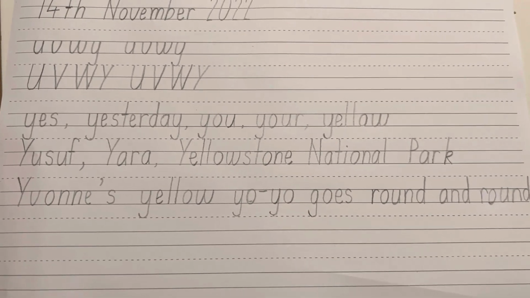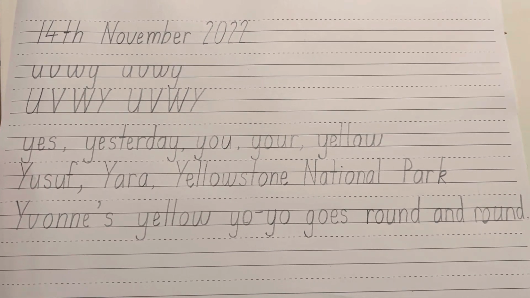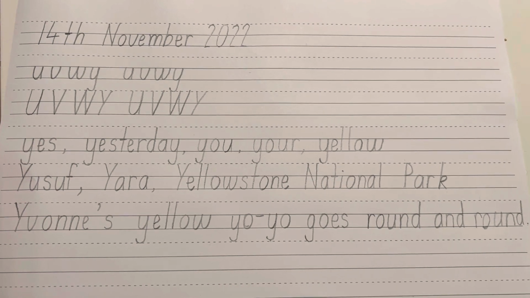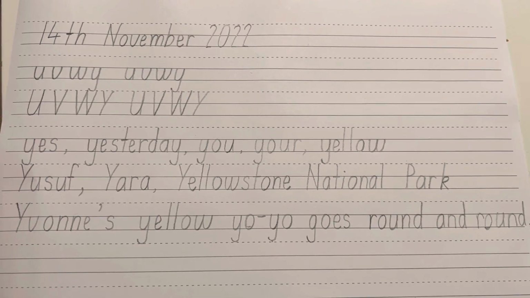And our sentence is done. Yvonne's yellow yo-yo goes round and round. And this is the handwriting for today.